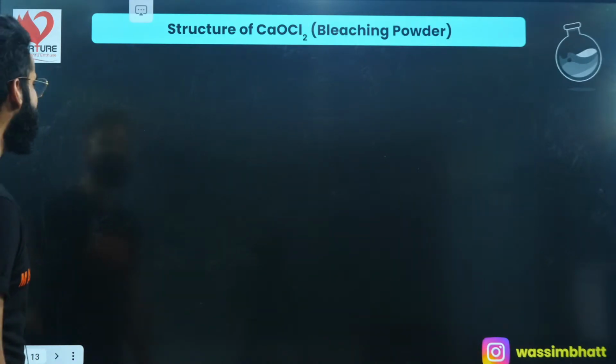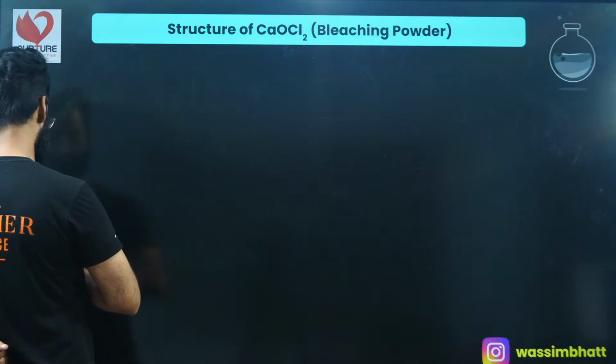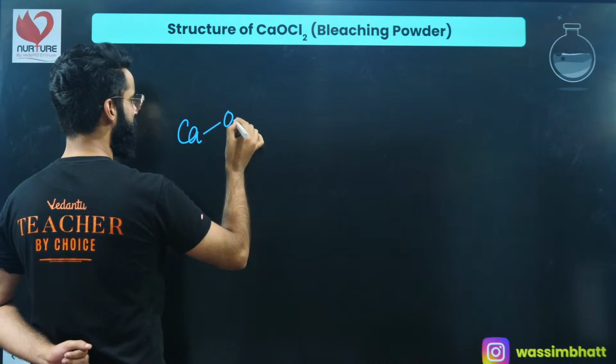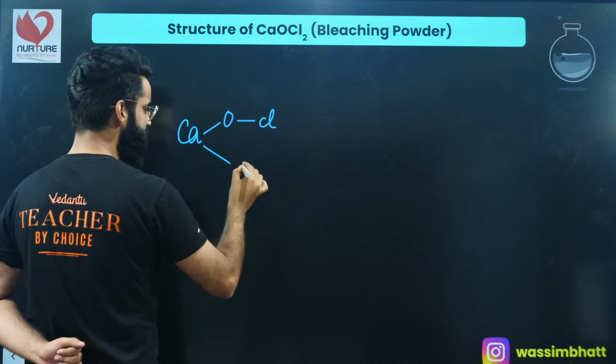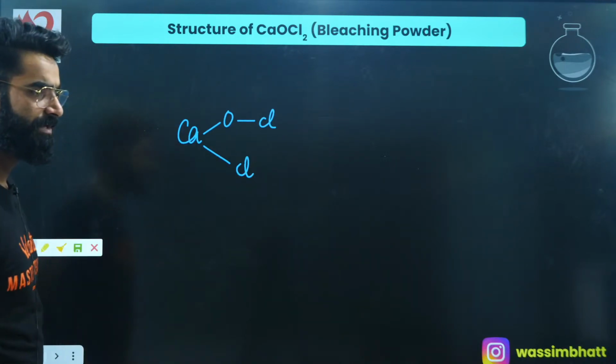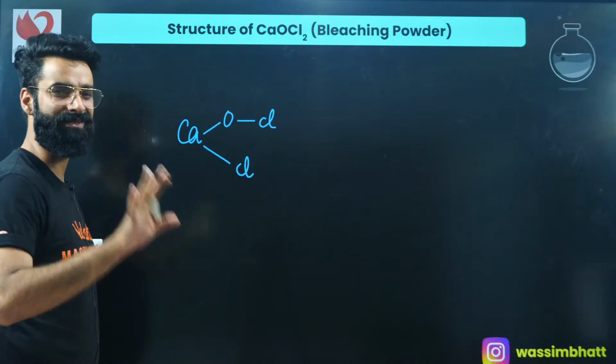Bleaching powder, CaOCl2, right? You need to remember its structure as well. This is Ca, this is O, right? This is Cl, and this Cl is directly attached with calcium. This is the structure of CaOCl2. Now there is one interesting thing to note.